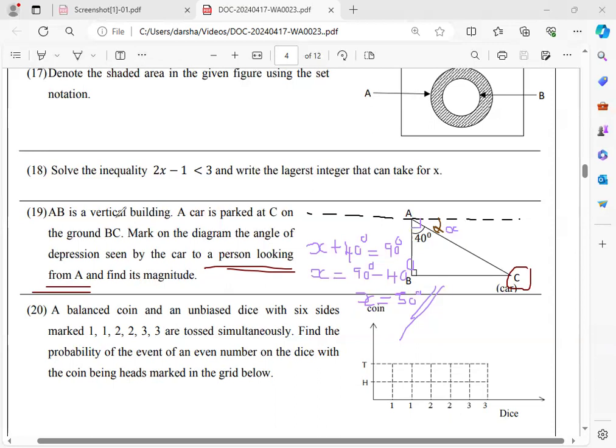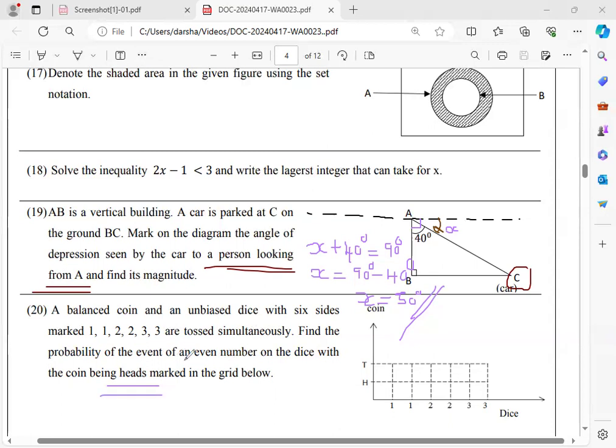Okay. Then, question number 20, they are telling a balanced coin and an unbiased dice. Normally, if you take a 2 rupee coin or 1 rupee coin, what do you get? Either head or tail. So that is the one they have marked here. You see, H for head and T for tail. A balanced coin and an unbiased dice with 6 sides marked 1, 1, 2, 2, 3, 3 are tossed simultaneously. Find the probability of the event of an even number on the dice with the coin being heads marked in the grid below. Two conditions should be there.